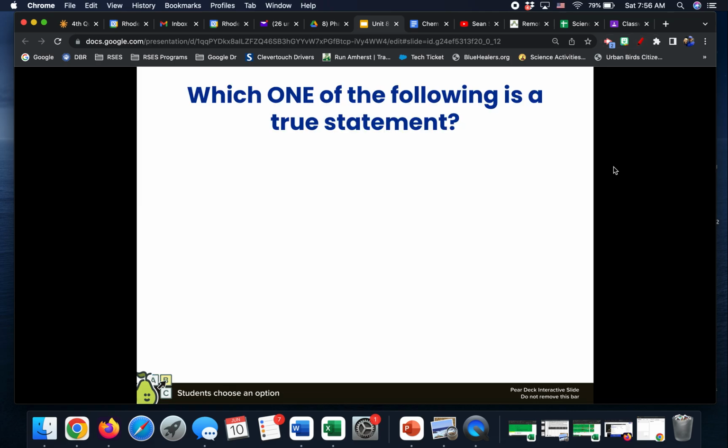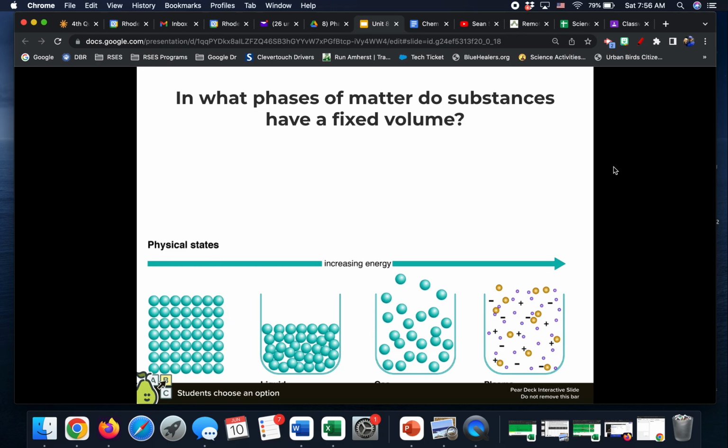Well, you can't see the question, so we will skip that. In what phases of matter do substances have a fixed volume? Fixed means definite. It's just another way of saying definite. Hopefully you picked the first two. Over here, solids and liquids. Solids have fixed shapes and volume. Liquids only have a fixed volume, and gases and plasma don't have fixed anything.